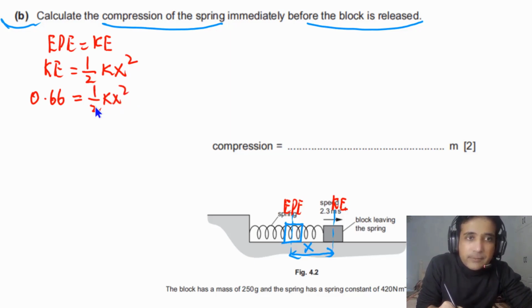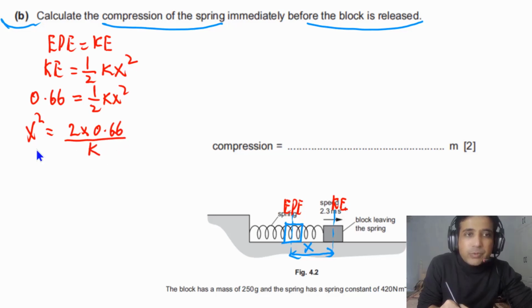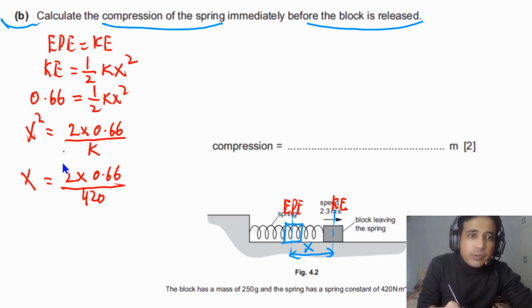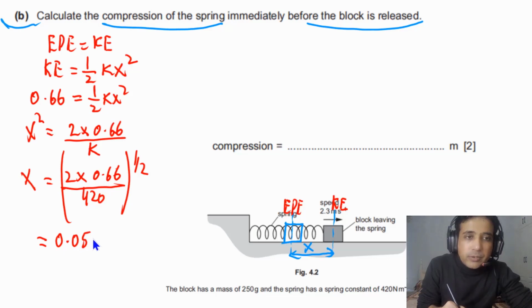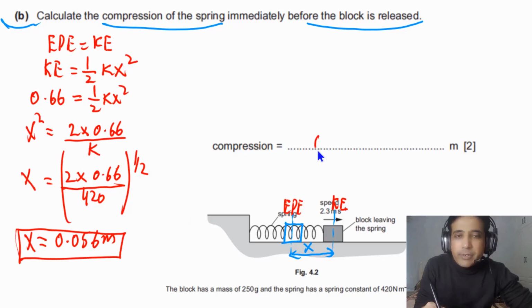So we can write x squared will be equal to 2 times 0.66 divided by k. We need to calculate x, so we have to take the square root on both sides and we can also plug in the value of k. k in this case is equal to 420. So if we take the root of this, we can find the value of compression, and compression will be equal to 0.056 meters up to 2 SF. So this is our final answer.